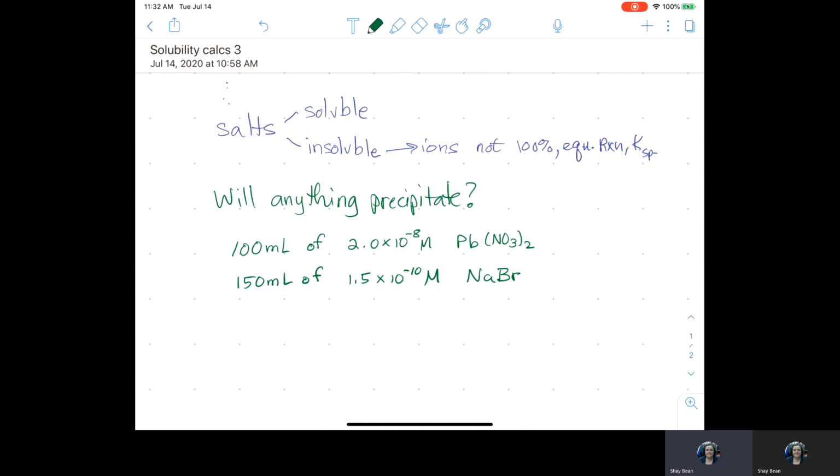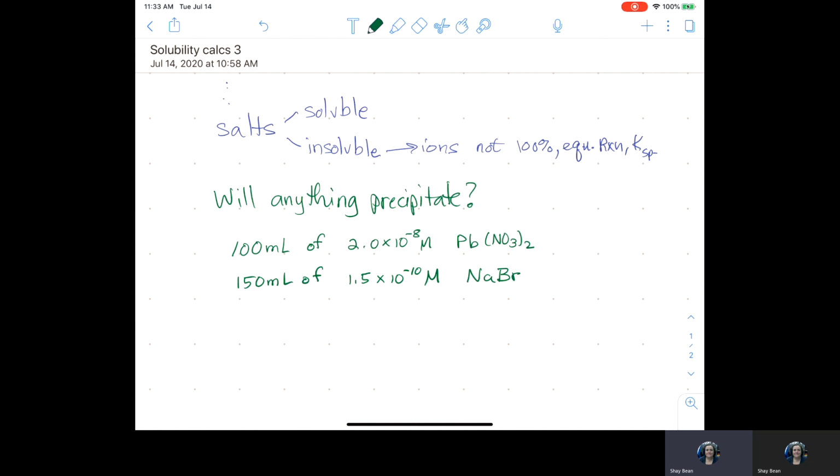All right, the next type of problem we want to answer is, will anything precipitate? Now, you need to get good at understanding the vocabulary and writing the equilibrium reactions before you tackle this problem, because this one is long, this one is complicated.